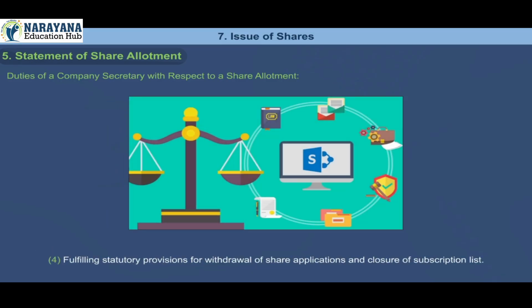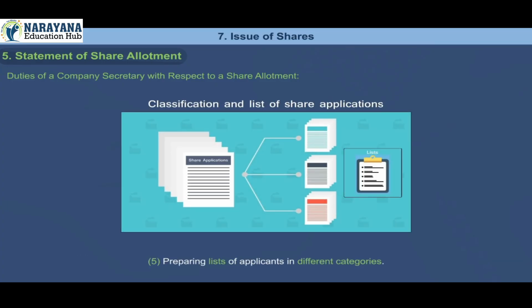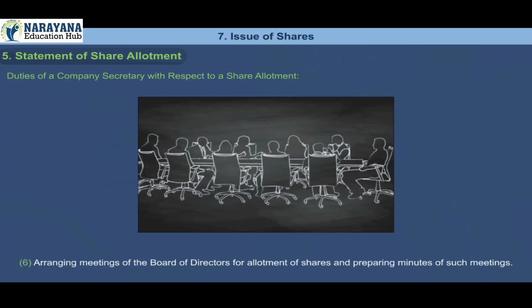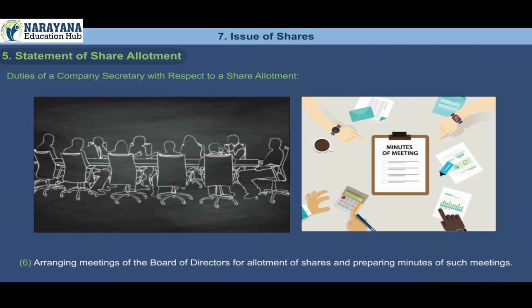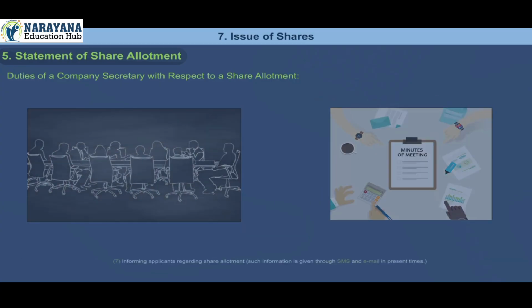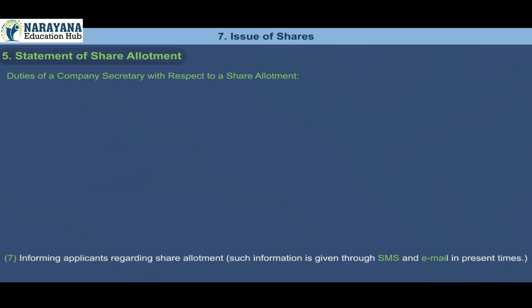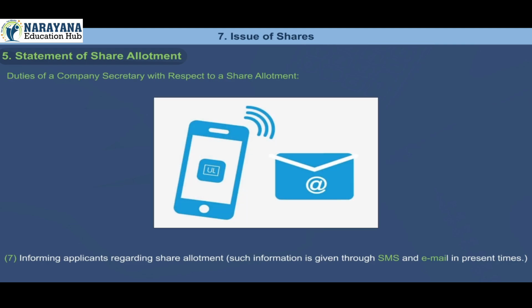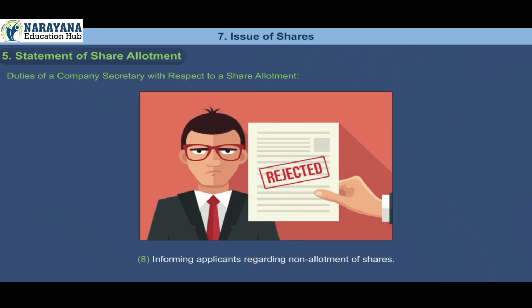4. Fulfilling statutory provisions for withdrawal of share applications and closure of subscription list. 5. Preparing list of applicants in different categories. 6. Arranging meetings of the Board of Directors for allotment of shares and preparing minutes of such meetings. 7. Informing applicants regarding share allotment, that is, such information is given through SMS and email in present times. 8. Informing applicants regarding non-allotment of shares.